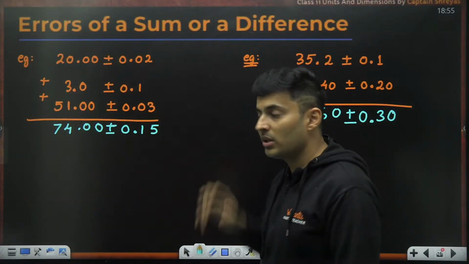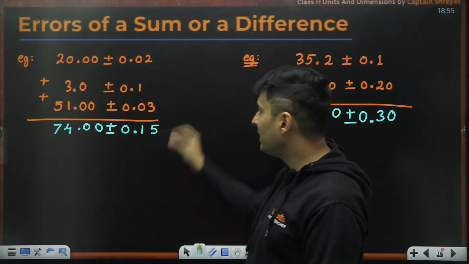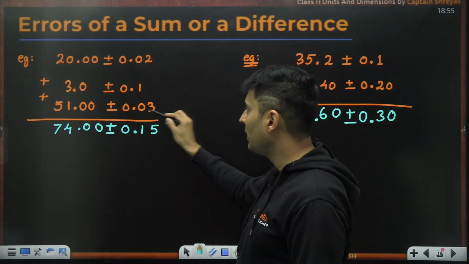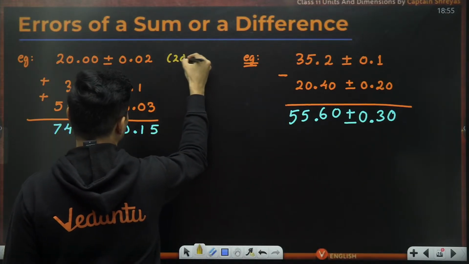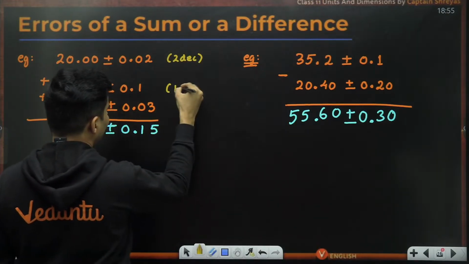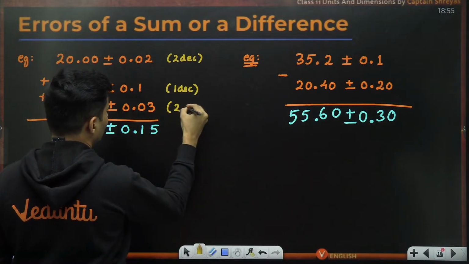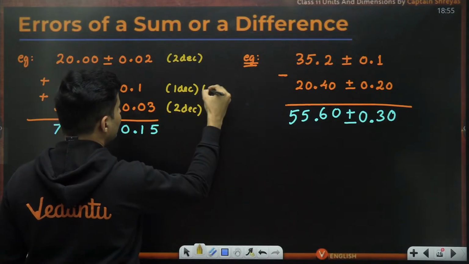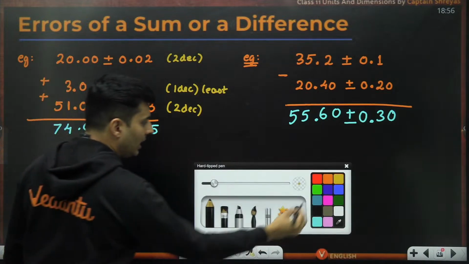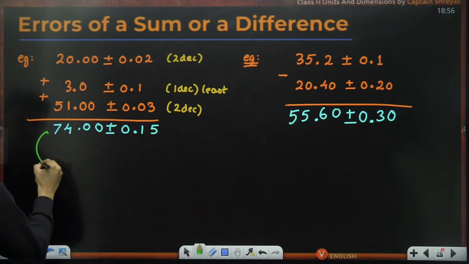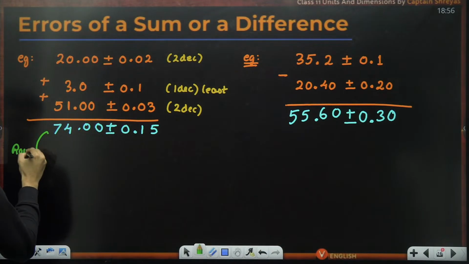So the same rule also has to be applied over here. The decimal places are 2, 1, and 2. So be very mindful about it. So 2 decimal places, 1 decimal place, and here also 2 decimal places. The least is this. So the final answer should also have 1 decimal place only. So we have to round it off. Yes. So we have to round off to the final nearest number.